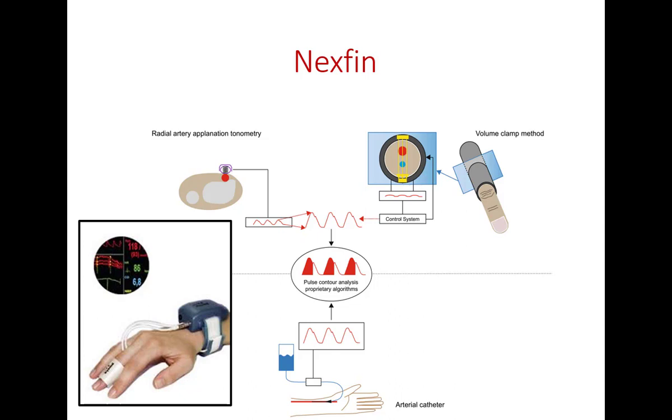Basically, this is a finger cuff. You can see there's a cuff on the finger, and there is a radial artery applanation tonometer, a device lying on top of the radial artery. The cuff inflates and deflates in such a way that the digital arteries are constantly kept open. At the same time, from the radial artery, it is sensing the arterial waveform by the changes in the size of the radial artery. Based on the difference between the two, it is trying to make out the stroke volume. I am not quite understanding how it does that, but it does.